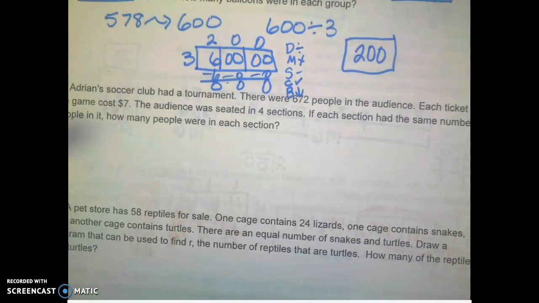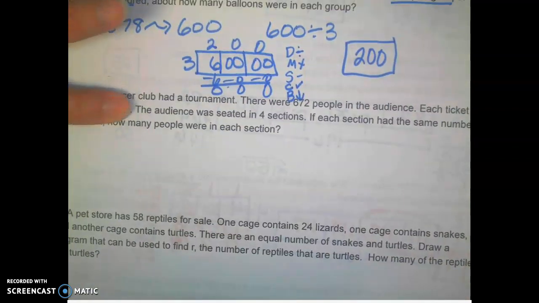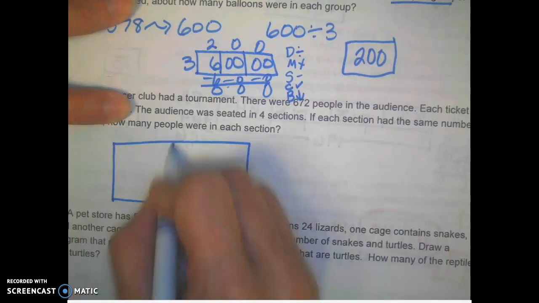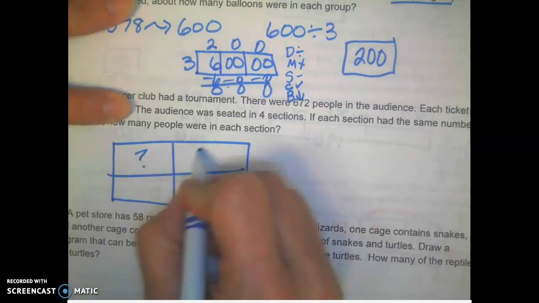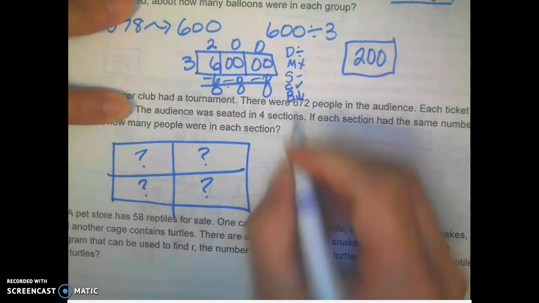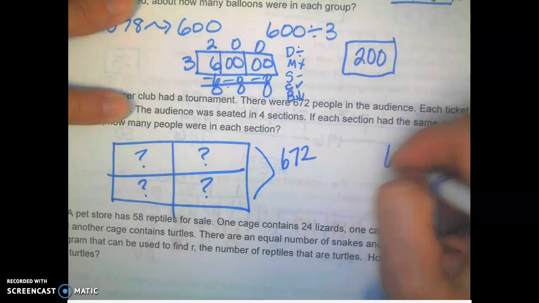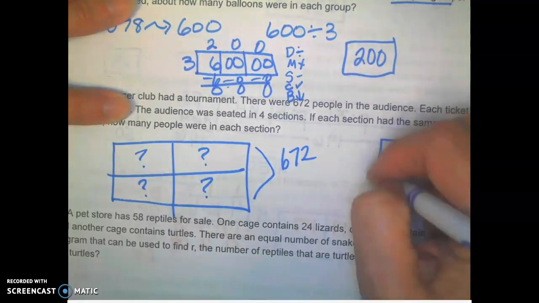So we have some extra information here. We don't have to worry about the cost of the tickets. We have 672 people in the audience, and it's divided into 4 sections. And we don't know how many people are in each section, but we know the same amount of people are in each section. So we're going to take the number 672, and we're going to divide it by 4.